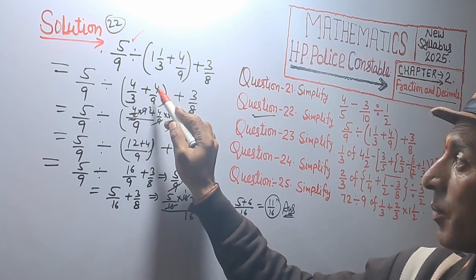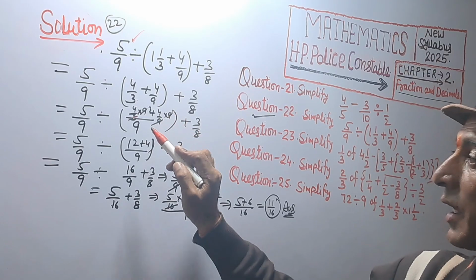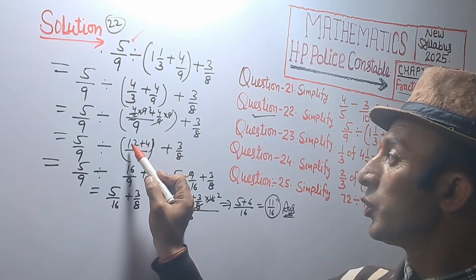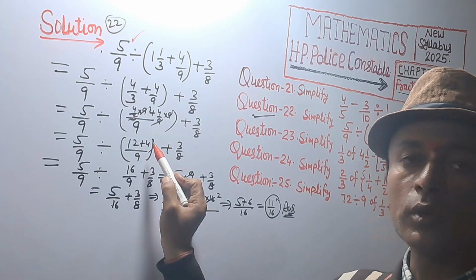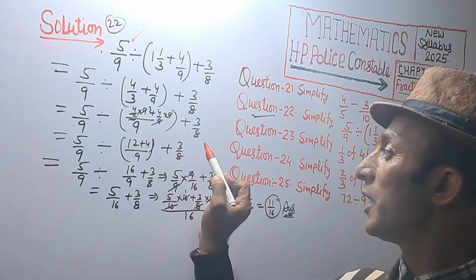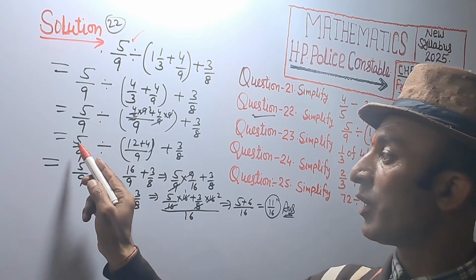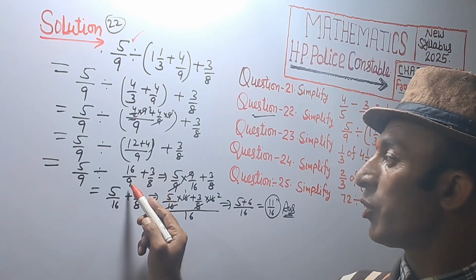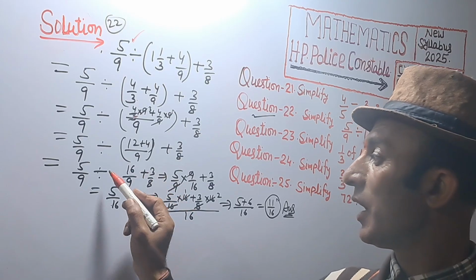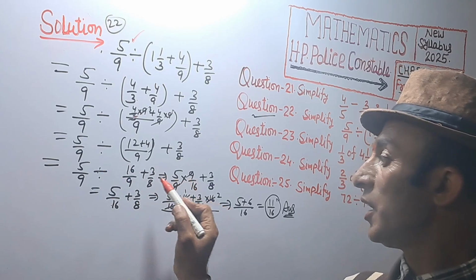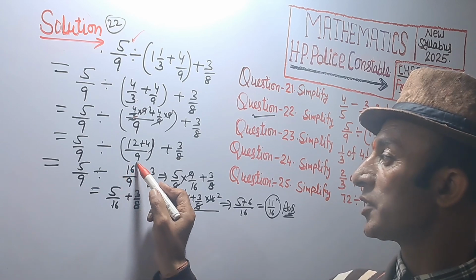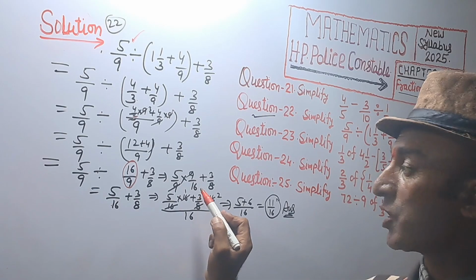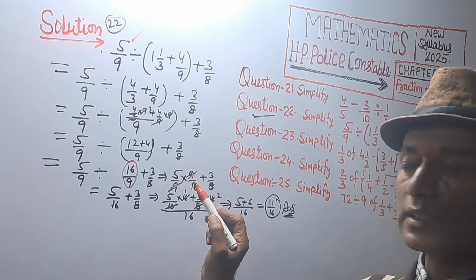And in the second step, plus 4/9 into 9. 9 and 9 are cancelled and we get 4 into 3, that is equal to 12, plus 4 into 1 equal to 4, plus 3/8 as it is, 5/9 as it is. Divide 12 plus 4, that is 16/9 plus 3/8, and divide changes into multiply. So the reciprocal of 16/9 is 9/16, and 9 and 9 are cancelled.